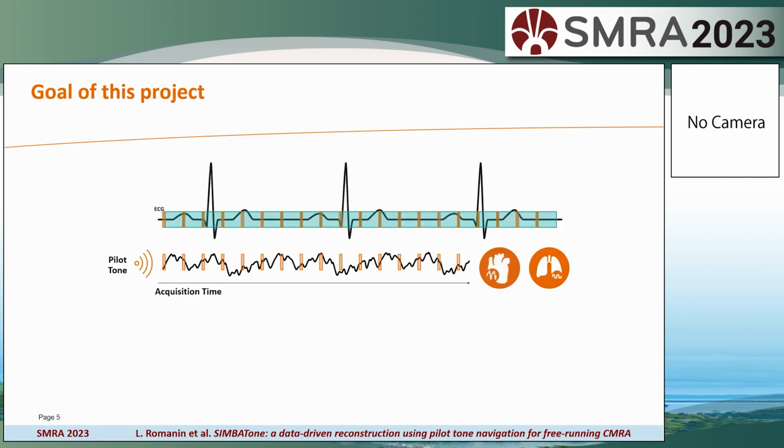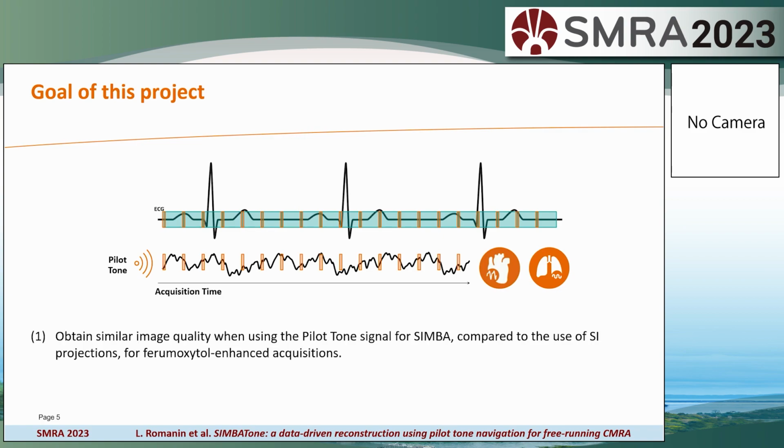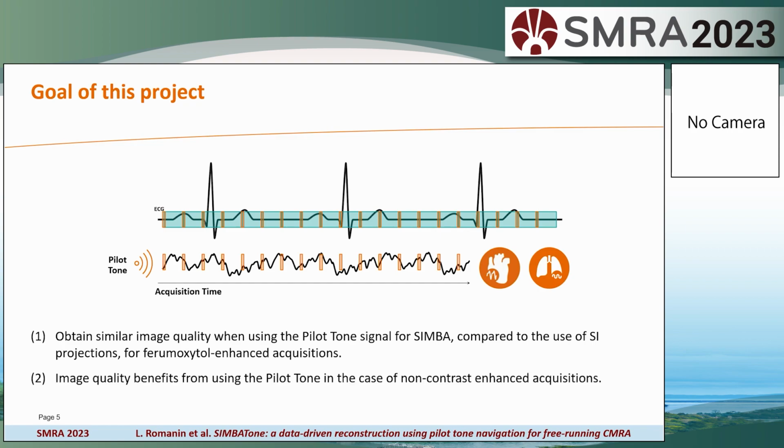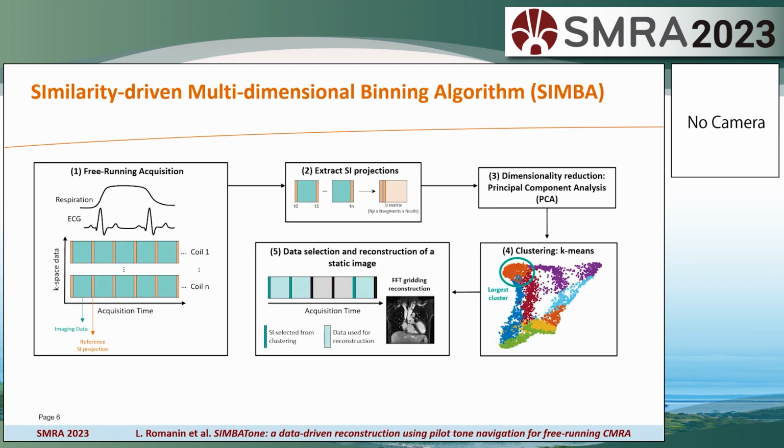So the goal of this project is to use, instead of the SI profiles to extract motion, the pilot tone navigation that is not affected by the MR acquisition, but is completely independent, so that we can first obtain similar results to what we had with ferumoxytol, and then translate this to non-contrast data so that we have more robust image quality.